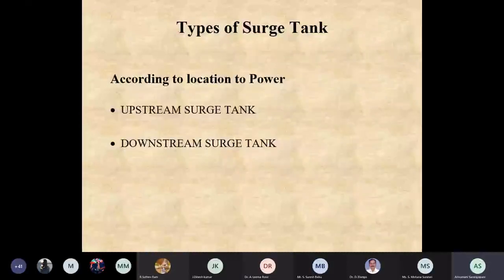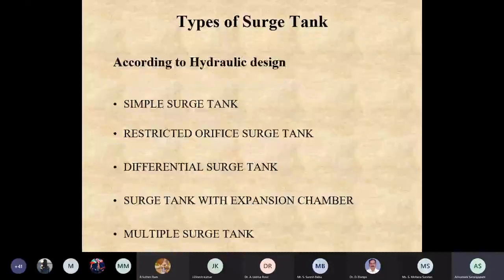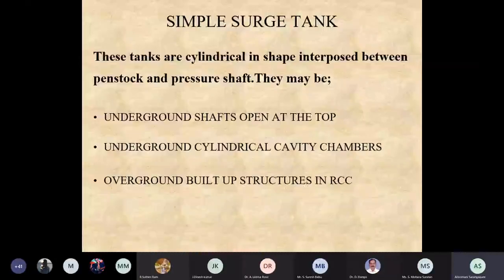According to the location, one is upstream and downstream. That also I explained before. According to the hydraulic design, again there is the simple surge tank, restricted orifice, differential surge tank with the expansion chamber, and multiple surge tanks. These are some types of surge tanks which may be used according to your project specification and the specifics of the surge analysis you are making. We want to make a surge analysis before that. That will decide which criteria we want to use. And this is underground open at the top and underground cylindrical cavity chamber. These types are again divided into this one.